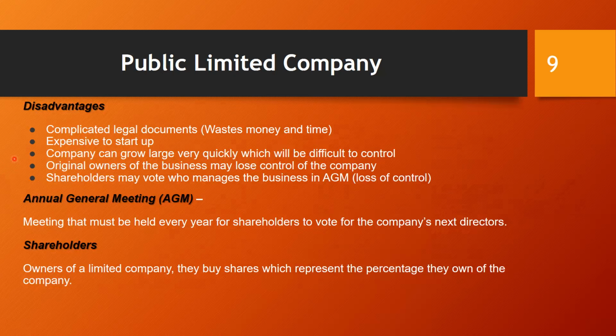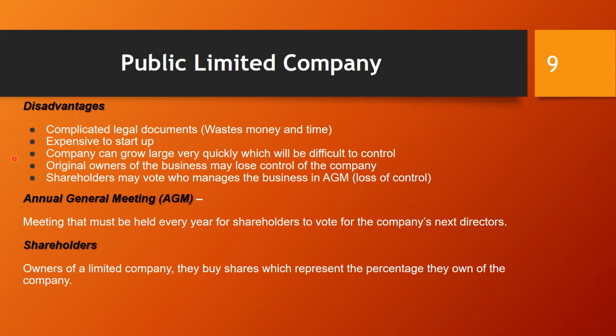Meaning to say what? You may end up not knowing what's happening in each and every department. You will lose the personal contact with your customers, with your employees, with the managers, because the business is now big, is now large for you to go on to control all the areas. And also, the shareholders may vote who manages the business in the AGM, the annual general meeting, meaning to say they will not be having much control over who runs the business on their behalf. So these are the drawbacks of you running as a public limited company.